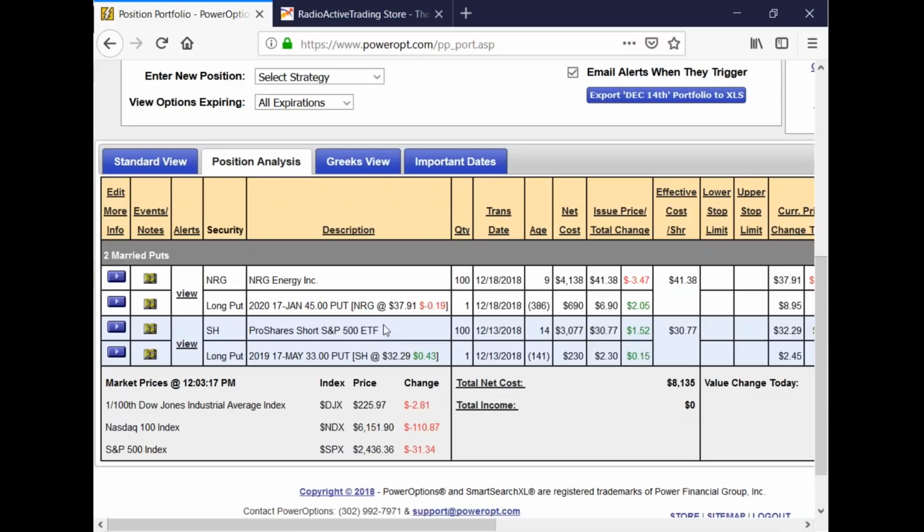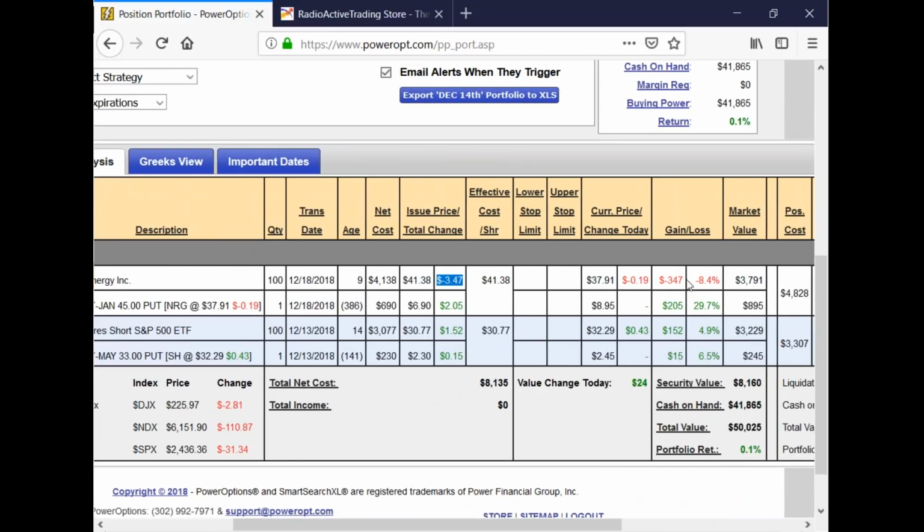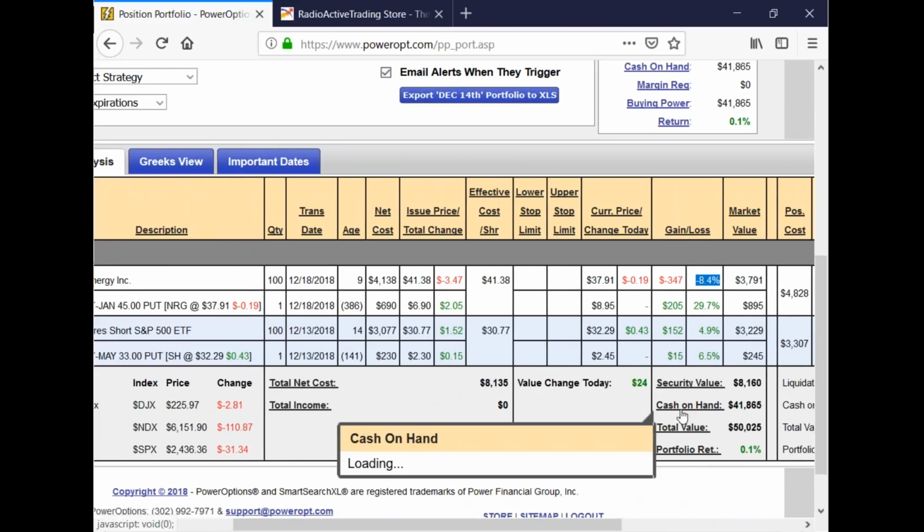Before we look at the adjustments, let's review the NRG position we opened together on December 18th, and I posted for the Fusion subscribers, put in my personal account here. We opened the stock at 41.38, and we bought that January 45 put at the time, in the money, far out in time, for $6.90. Well, the stock's trading at $37.91.